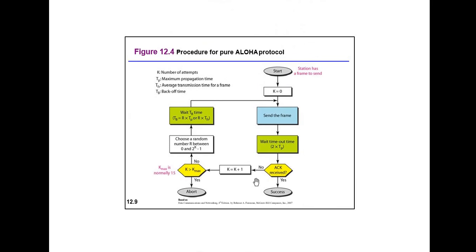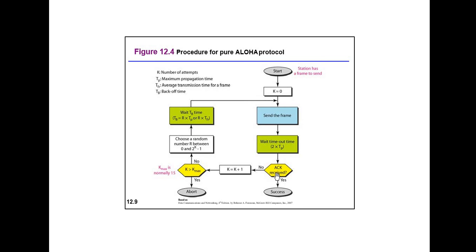The procedure for pure Aloha is: start, set the attempt count K to 0, send the frame, and wait for time 2 times TP. TP is the propagation time, the time taken for the data to be transmitted and the acknowledgement to be received. Twice that time is the wait time.